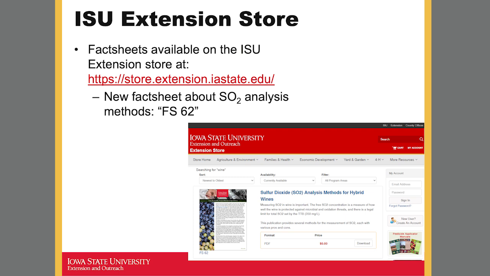Also, there are a lot of different tools and fact sheets available on the ISU extension store, so make sure you look at that website. We just made a fact sheet a few months ago on sulfur dioxide analysis in different red wines and white wines from non-vitis vinifera wines. We compared the different methods: Vinmetrica, AO, Megazyme, which is another new technique, and the gas detection tubes. There is a lot of information on that website, so feel free to go through it.